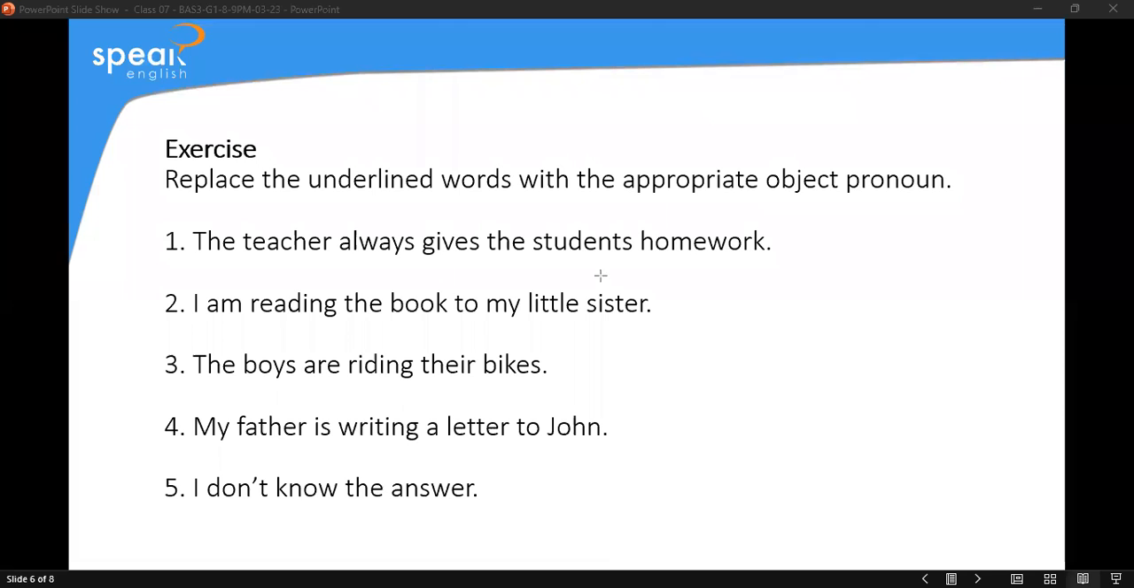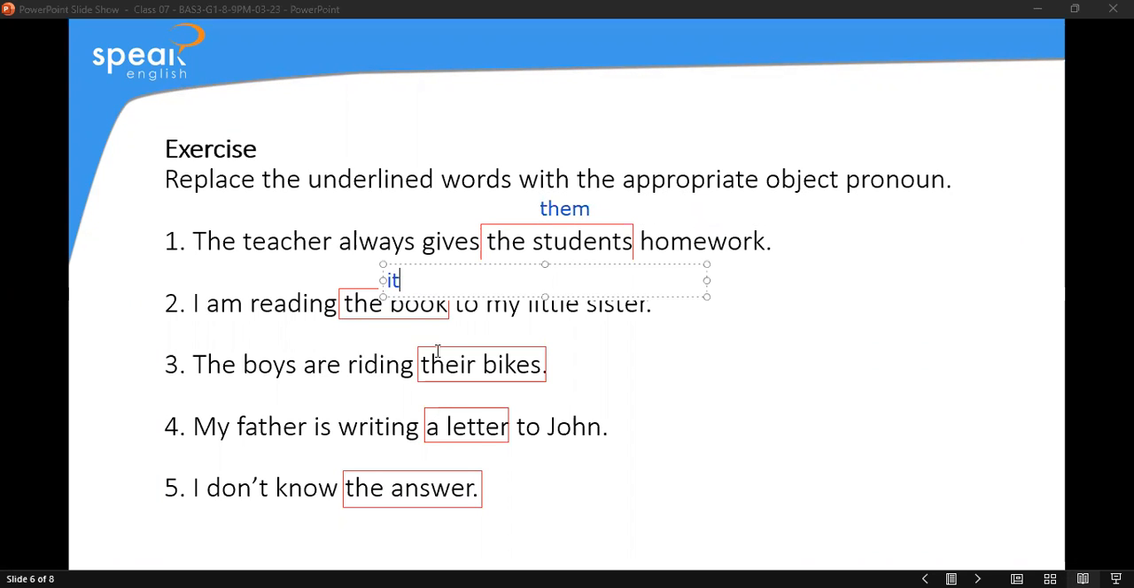Okay, so I'm going to review the information again quickly. So we had the students, the book, their bikes, a letter, and the answer. Okay. In this one, we said them, it, okay. So this is where we left. Okay. This was the last thing that we checked.